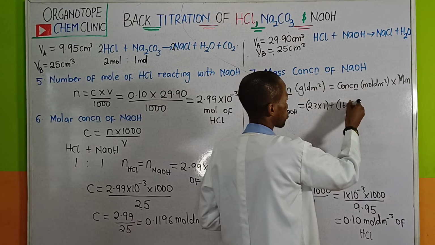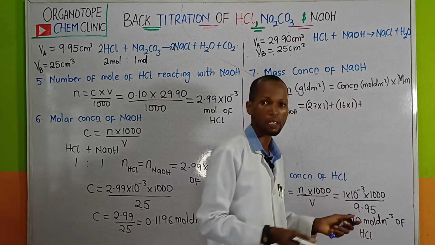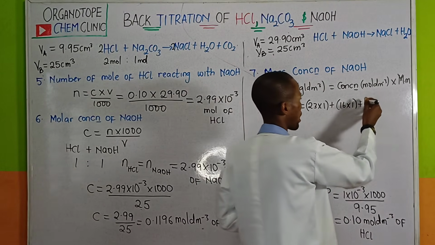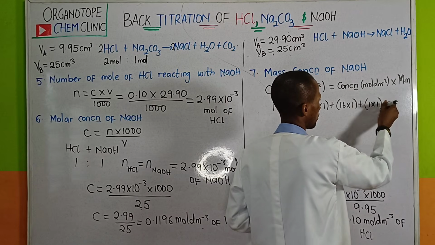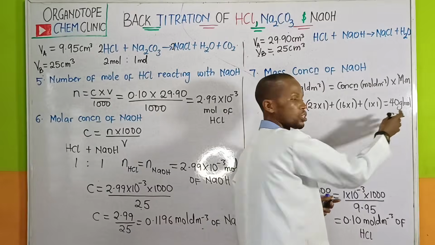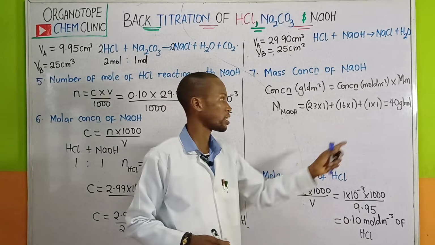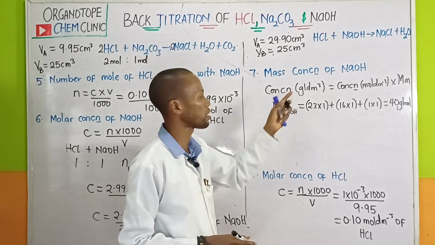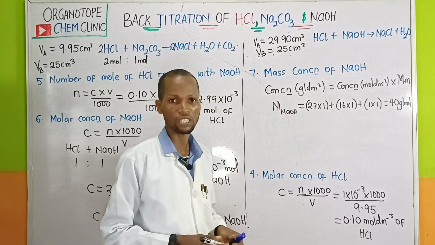We have 16 times 1, plus the atomic mass of hydrogen is 1. So we have 1 times 1. So when we add this up, we have 40 gram per mole. So the molar mass of sodium hydroxide is 40 gram per mole. Can we determine the mass concentration now?